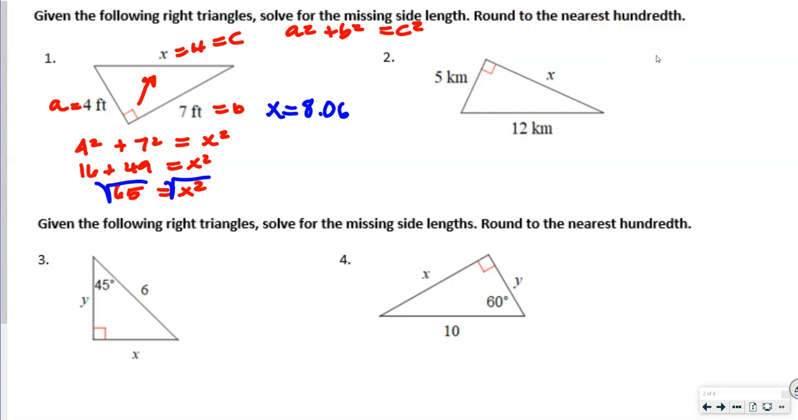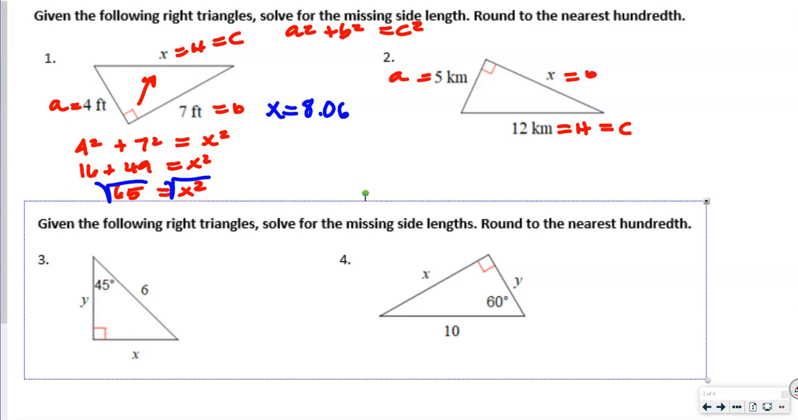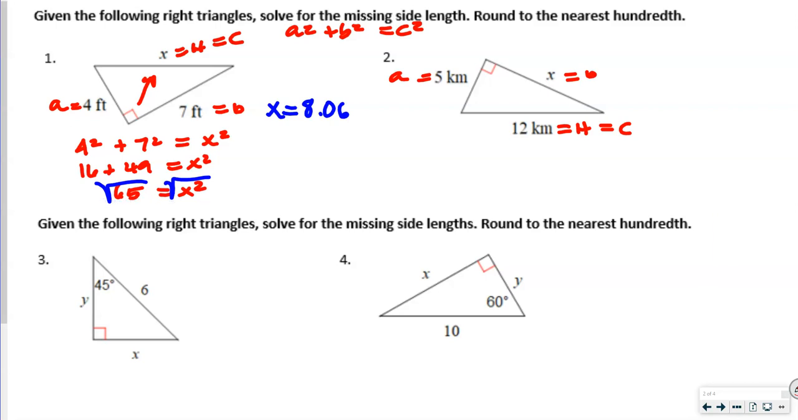So for this next one, same thing. We're going to label what we have. So this is now our hypotenuse, which is going to be our C, right? And these are going to be A and B. So I'm going to say this is A and this is B, okay? As we work through our formula, we're going to do 5 squared plus x squared is equal to 12 squared. So it's going to be 25 plus x squared equals 144. We're going to subtract the 25 from both sides. That's going to give us x squared is equal to 119.